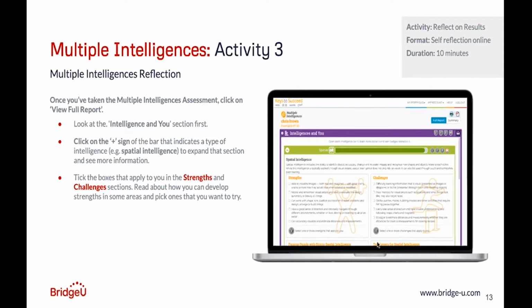What I'd like you to do is tick the boxes to show that you agree with or you've read the strengths and challenges. Then you can rate your overall results. How accurately do you think that they reflect you? The higher the star rating, the more accurate. Once again, if you feel like it doesn't reflect you, then you can pause the video and retake the test.